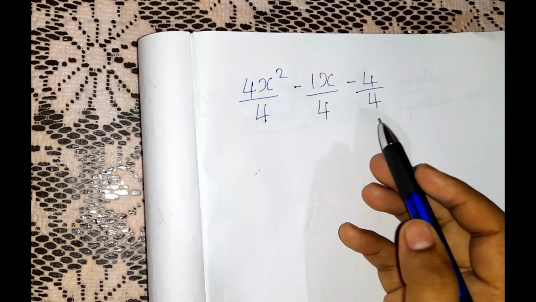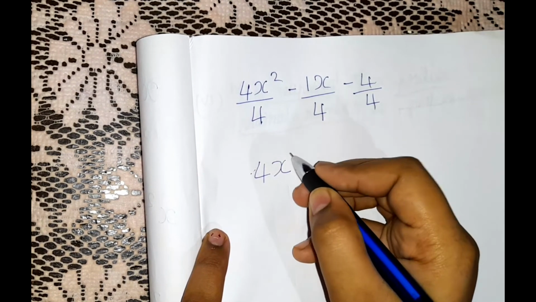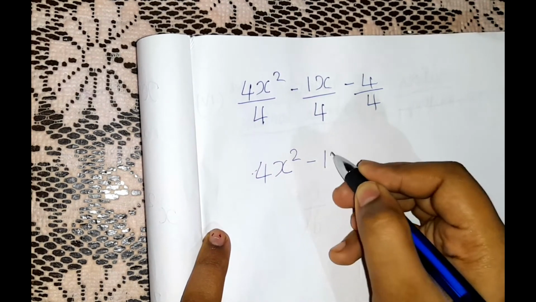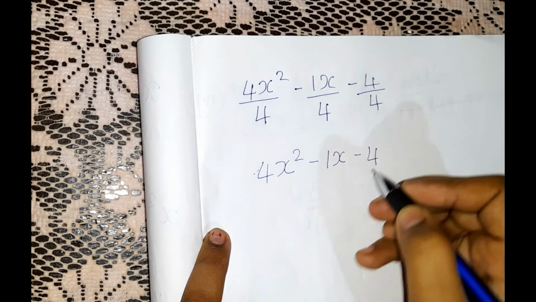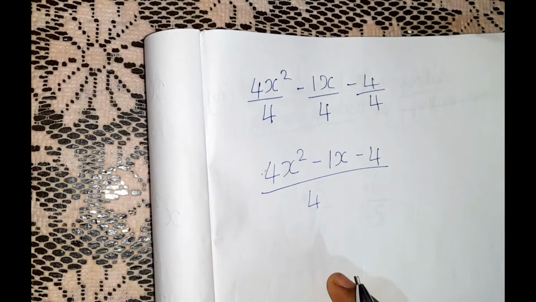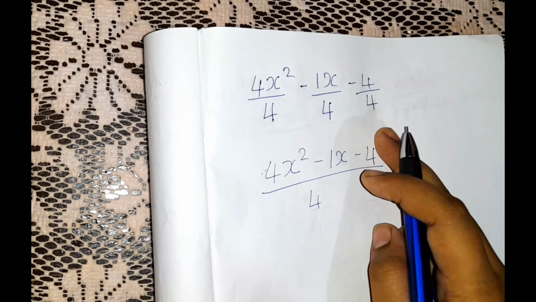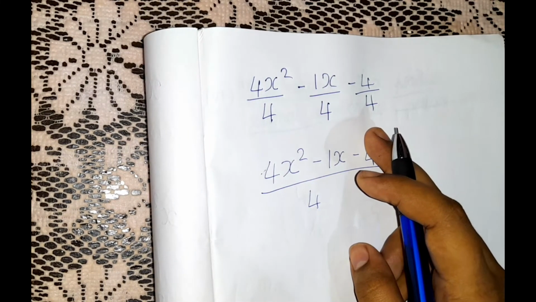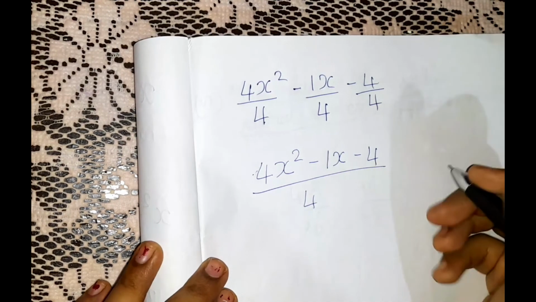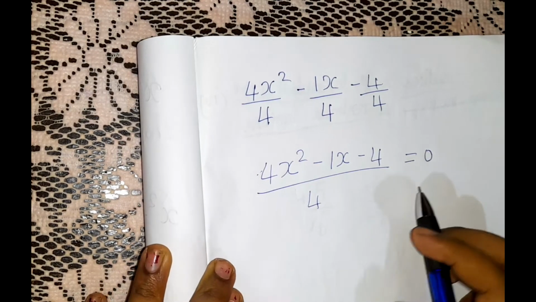So, as you guys know, here the denominators are similar. So, we are going to be writing 4x square minus 1x minus 4 divided by 4. Instead of writing similar values, we can just write 4. Okay. Because here also 4 is there, here also 4 is there, here also 4 is there. Instead of writing three 4s, we can just write only one 4 as a common denominator. Okay. Now, let us write is equal to 0. Okay, we are supposed to write is equal to 0.